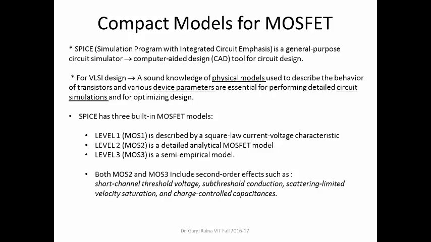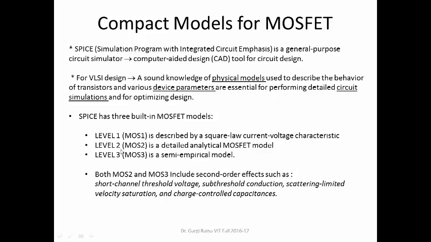So for any VLSI design project, it is important that one has a very sound knowledge of the physical models that are used to describe the behavior of the transistor, and also be aware of the various parameters that are essential for performing detailed circuit simulations. And this is all needed to arrive at an optimized design that you would like to employ for a particular circuit. So SPICE has three built-in models.